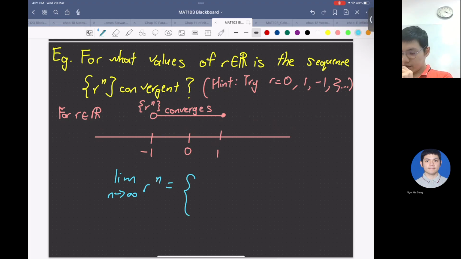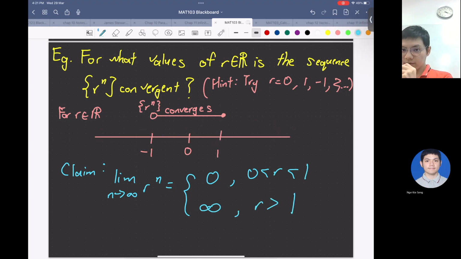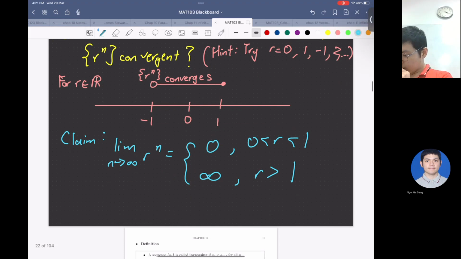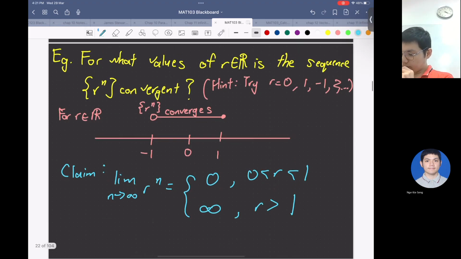So my claim here is that the limit is 0 for r between 0 and 1, and 1 for r equal to 1. I cover everything after 1, and between 0 and 1. And smaller, I didn't cover, right?